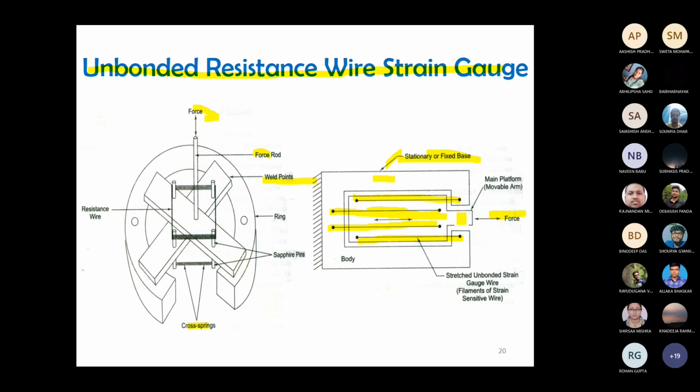Now this portion is movable, so you are giving the force. You can see that the wire may get some strain. If the force direction is this side, you can see which wires get more strain: these two wires, the upper wire and the lower wire. If you give the force in the reverse direction, the other two wires will get more stress, more strain. In that way you have to calculate how much the values are.